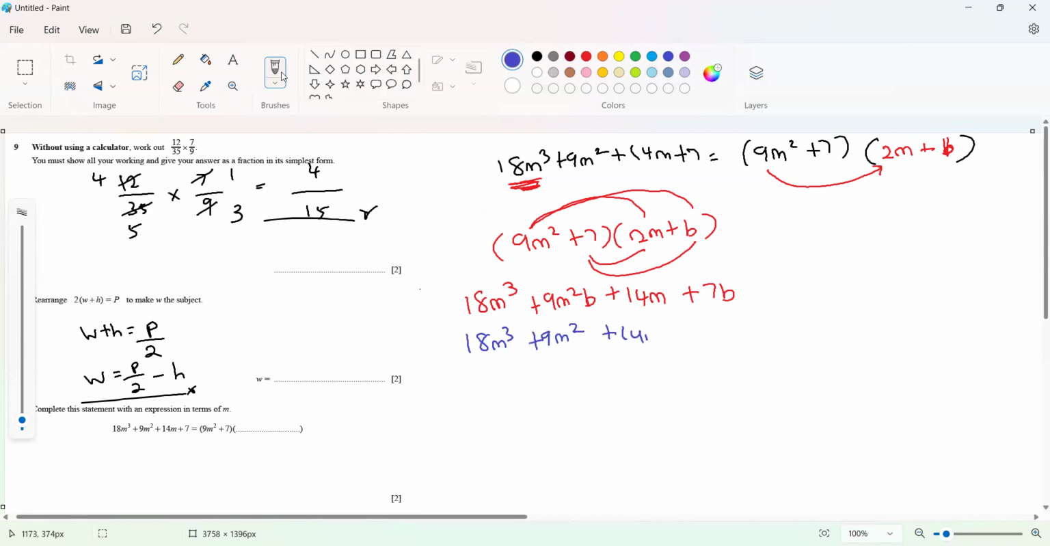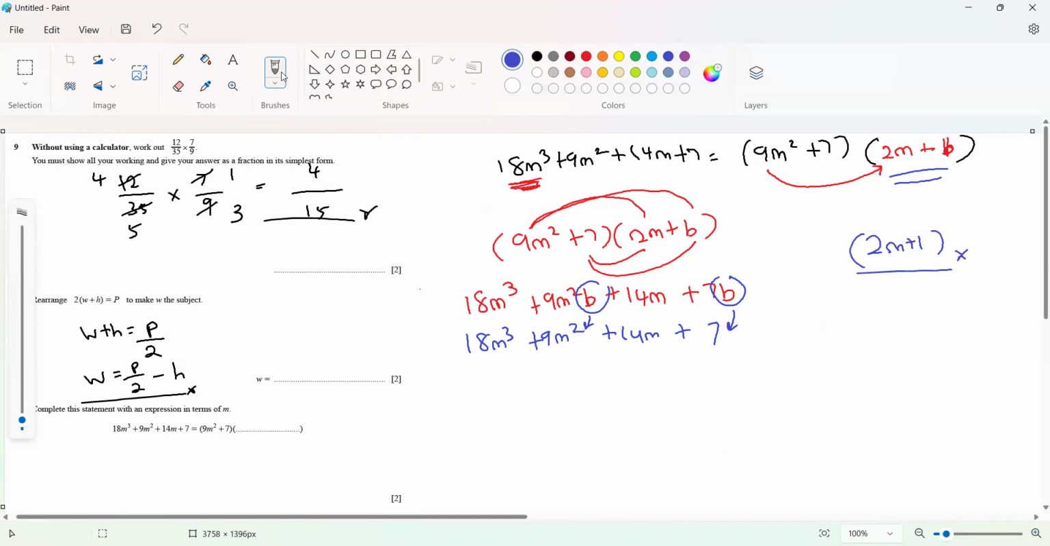So you notice that from here, if I compare my expansion with the question, 18m cubed plus 9m squared plus 14m plus 7, you'll notice that b would be 1, because see the constants, totally nothing happened to it. So in other words, b has to be 1. So this here would be 2m plus 1 in that sense.